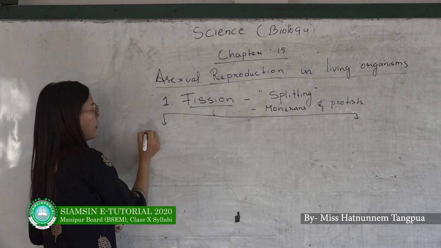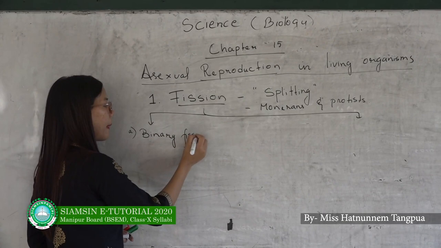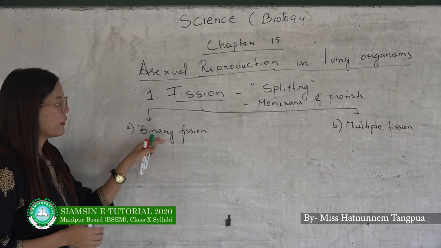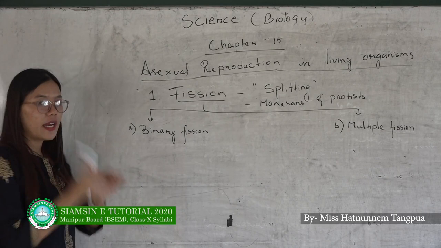Fission can be classified into two types. The first one is known as binary fission. The second is multiple fission. In binary fission, one parent cell divides to form two daughter cells.